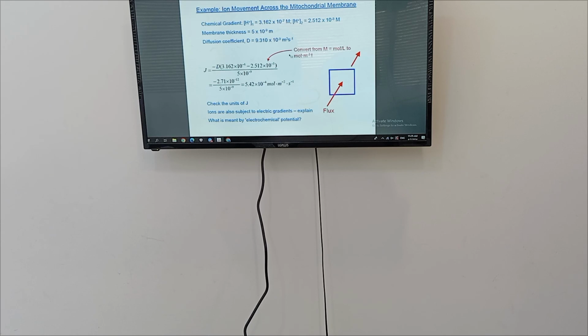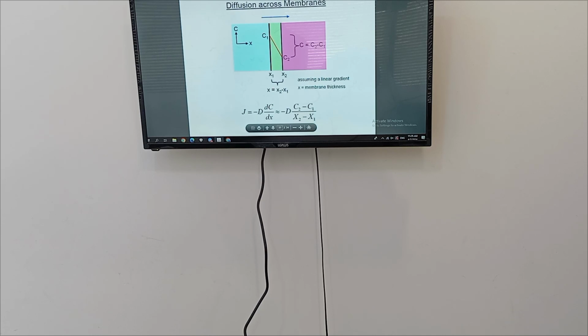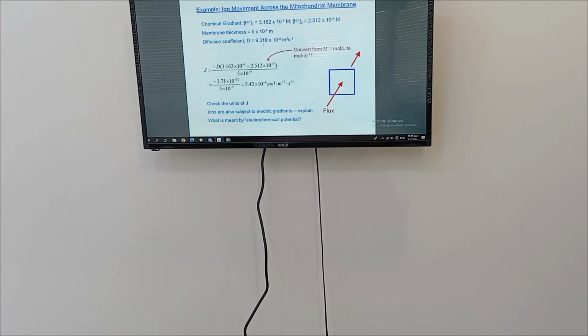Example, ion movements across the mitochondrial membrane. The chemical gradient of the hydrogen ion equals 3.62 times 10 to the power of negative 7, and the value for the second hydrogen ion concentration is 2.512 times 10 to the power of negative 8. Our membrane thickness is 5 times 10 to the power of negative 9. And the diffusion coefficient, the D in the equation, is 9.310 multiplied by 10 to the power of negative 9.